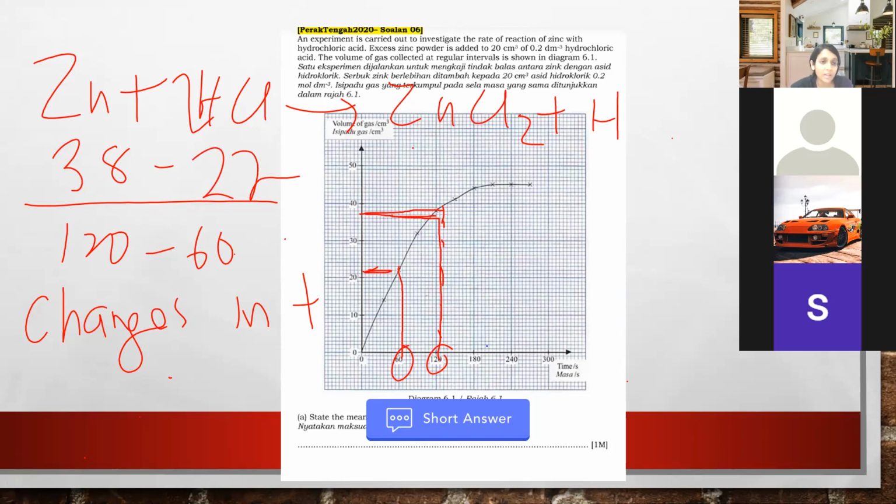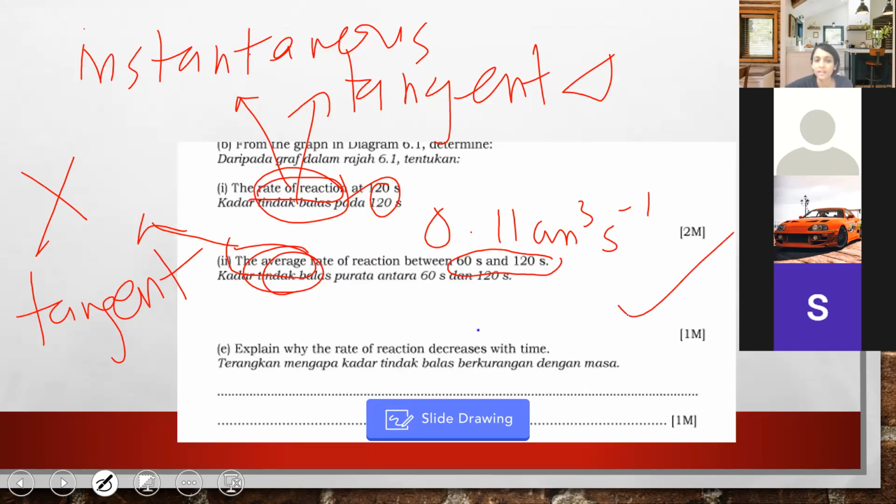For this chapter, you must have a calculator. 38 minus 22 divided by 120 minus 60. What do you get? 0.267. Okay. Chia said she gets 0.267. Teacher doesn't give you any marks at all without the unit: cm cube per second. Okay, centimeter cube per second. Perfect answer. So now, class, do you understand how to get the second answer here?